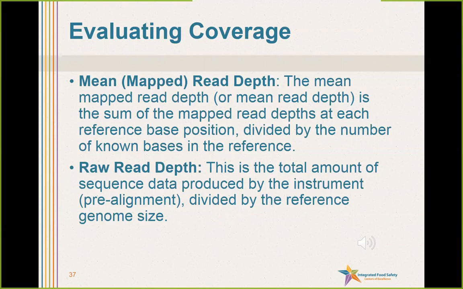Whereas raw read depth is the total amount of sequence data produced by the instrument. So it's pre-alignment, and it's divided by the reference genome size. Although the raw read depth is often provided by sequencing instrument vendors as a specification, it doesn't take into account the efficiency of the alignment process. If a large fraction of the raw sequencing reads are discarded during the alignment process, the post-alignment mapping read depth can be significantly smaller than the raw read depth.